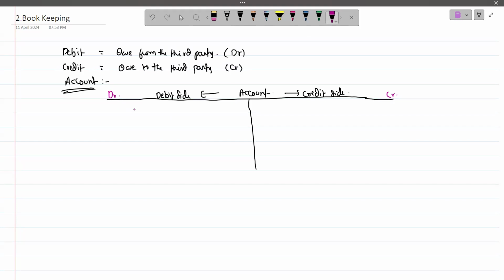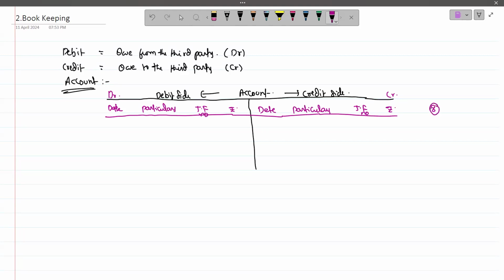Each side consists of four similar columns. One is date, particulars, JF number, and amount in rupees. In the same way, on the credit side: date, particulars, JF number, and amount in rupees. So in this way, each side has four similar columns.